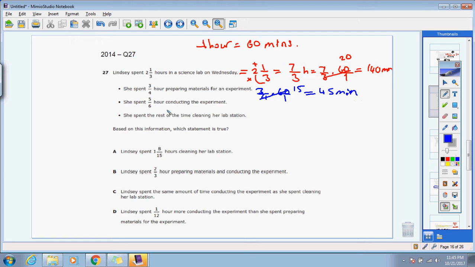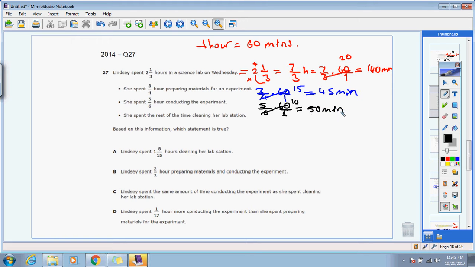We have another statement. What is 5/6 hour in minutes? So 5/6 times 60/1. 6 goes into 60 10 times. 10 times 5 will give us 50 minutes.